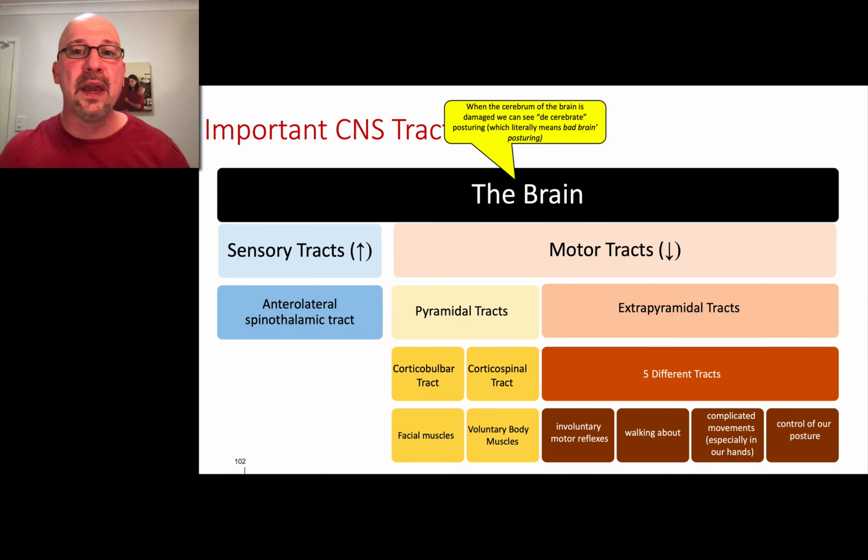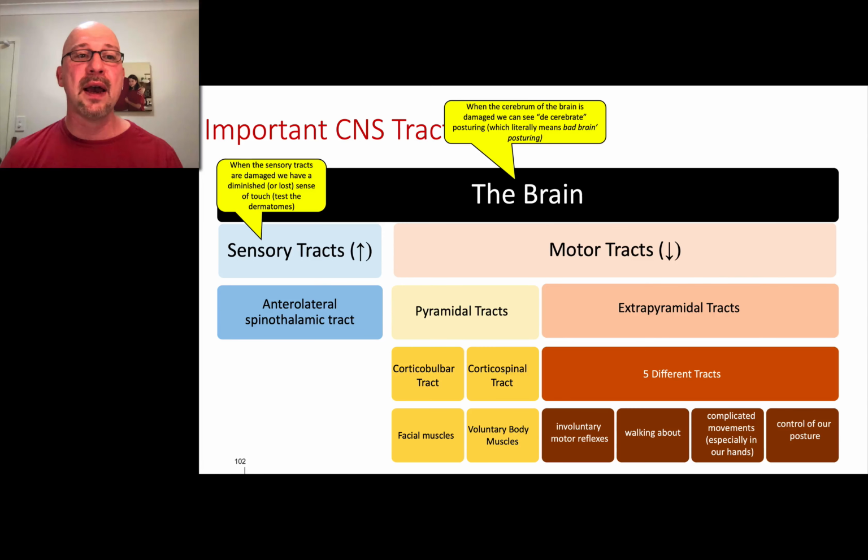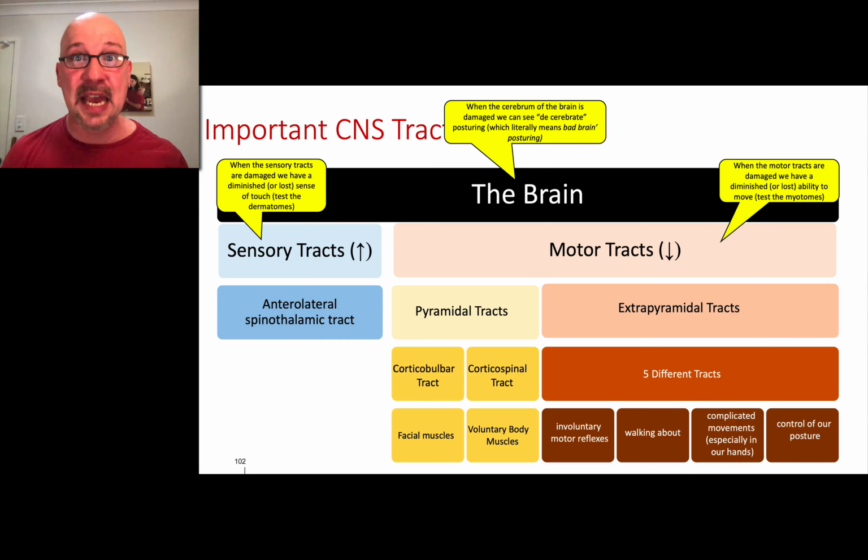So when we see somebody doing decerebrate posturing to pain, D means bad and cerebret means the brain. So we literally see bad brain posturing. And when somebody is doing decerebrate posturing and extending like that, it means their brain is not good. And the lesion, the problem, is happening up in the brain. If we have dermatome tests and somebody can't feel us touching them, or when we do touch them, it feels weird, then that's our anterolateral spinothalamic tract. That's our sensory tract. So when there's problems with the dermatomes, we're in the sensory tract. Again, you can see all the exam questions coming out of this, right?